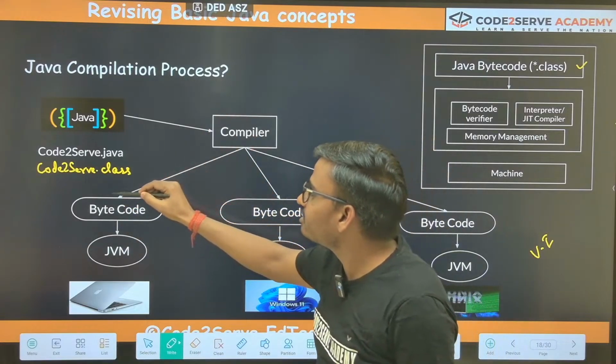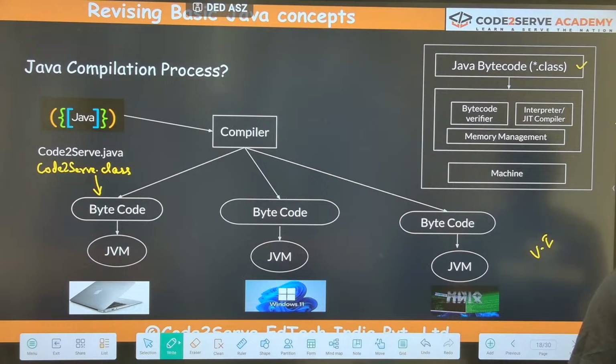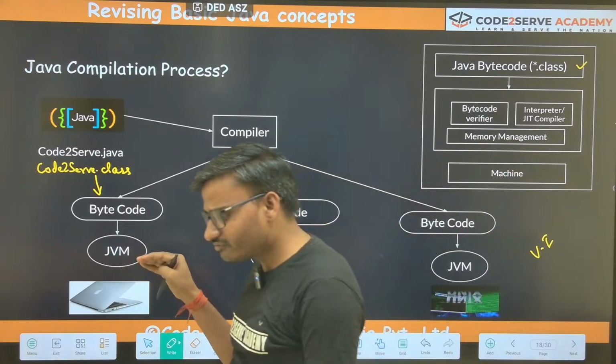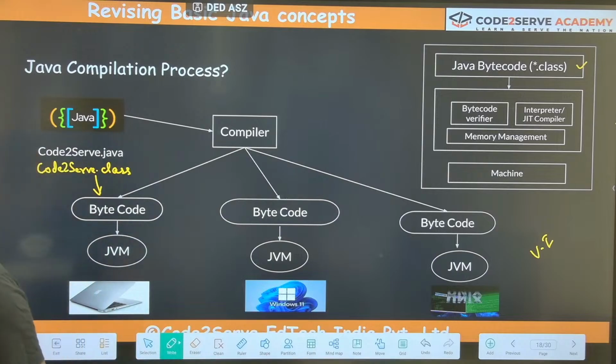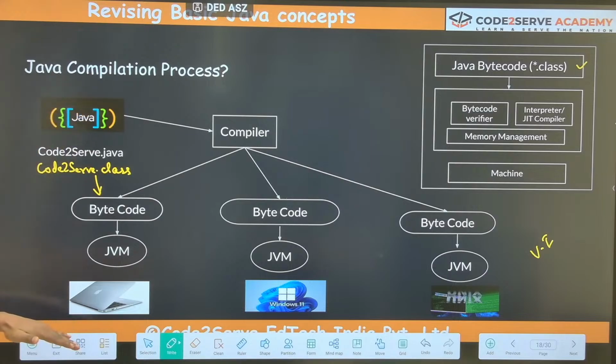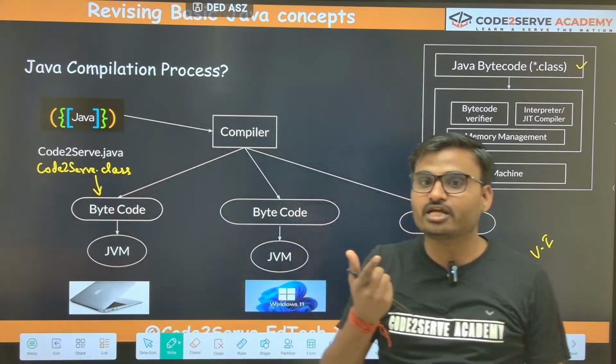This .class is basically your bytecode. Got my point? So if the question comes, what is bytecode? You have to say bytecode is an intermediate code. It is an intermediate code between the source code and the machine code. This machine is not able to recognize bytecode, so we need to convert it into machine code. This is an intermediate code. So what is bytecode? Bytecode is an intermediate code.